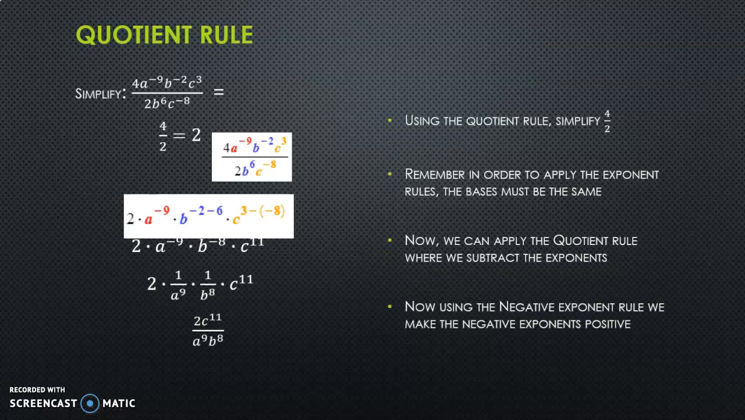With the quotient rule, we will subtract our exponents. Remember that quotient means division. So whenever you see division, you know you're going to subtract your exponents. So we can start with our constant terms 4 and 2 and divide those to give us 2.